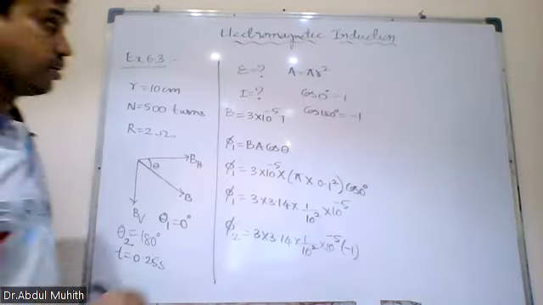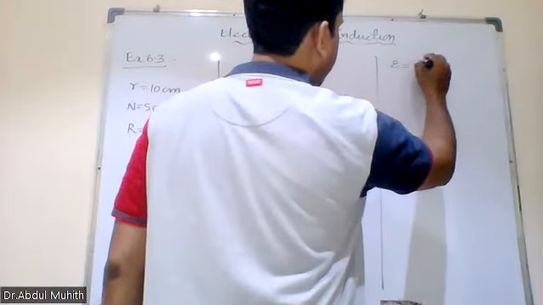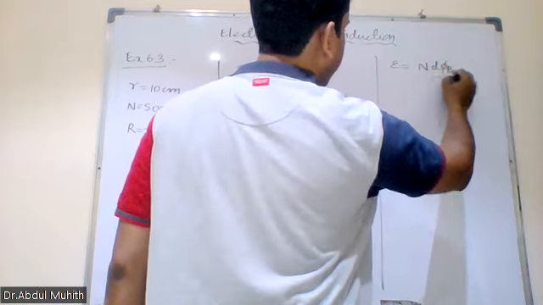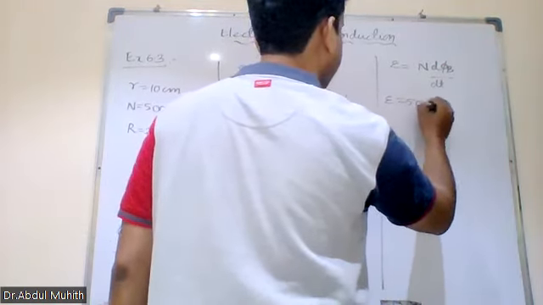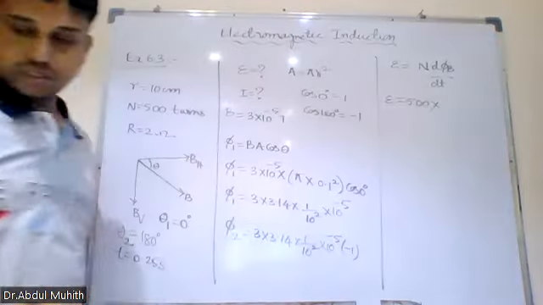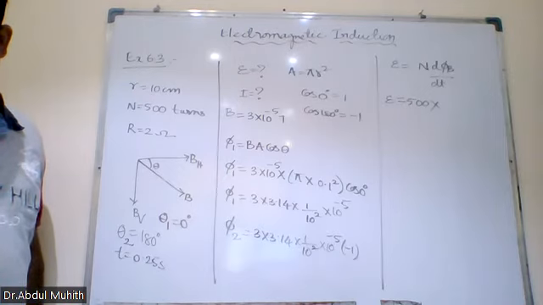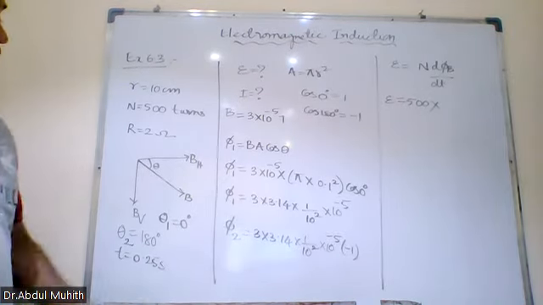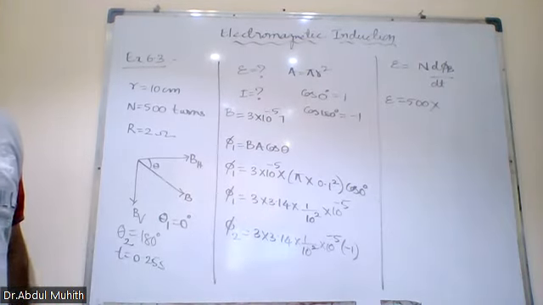Now, E is equal to, first we have to calculate E. The formula is E is equal to N into d phi B by dt. N is 500 turns. And d phi B by dt is equal to the change in flux, which is 3 pi minus minus 3 pi.